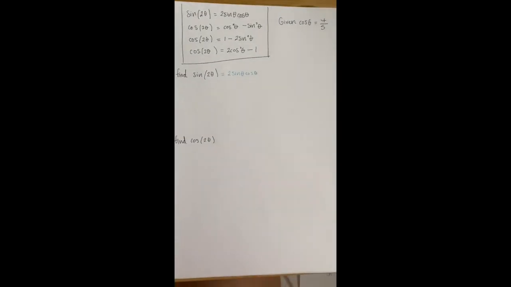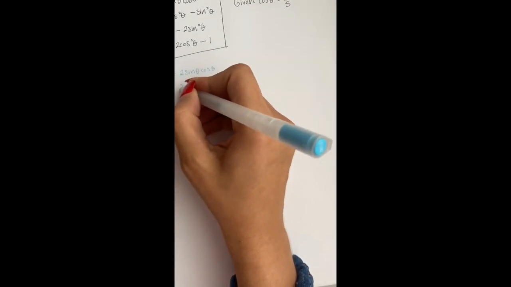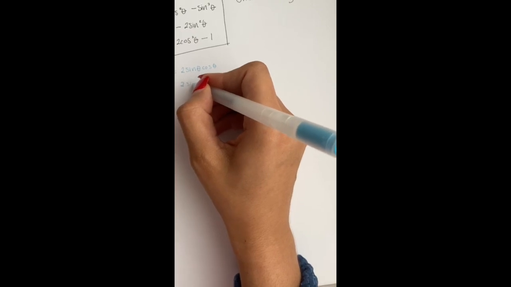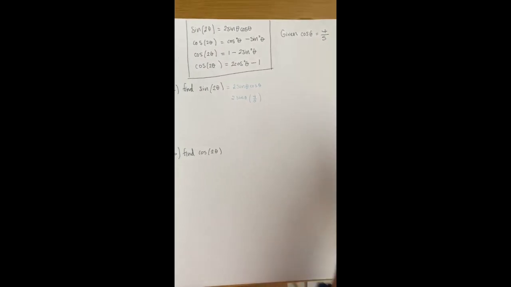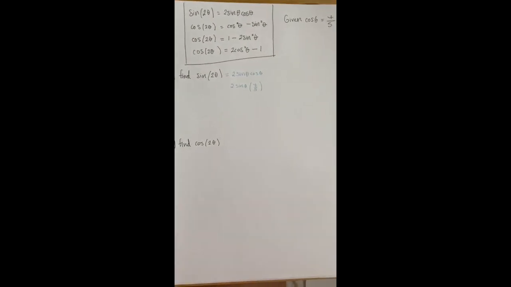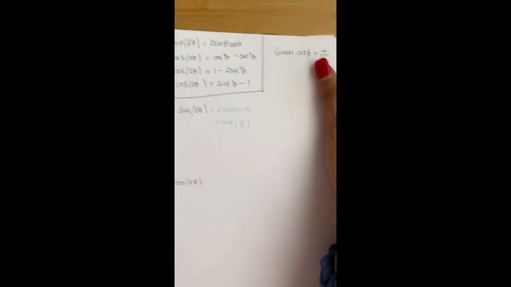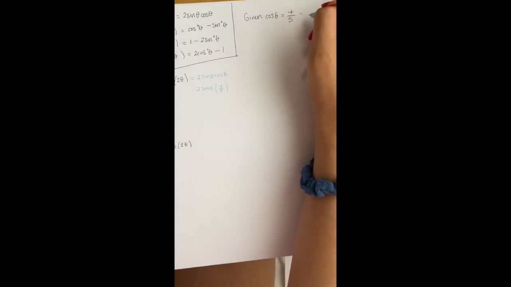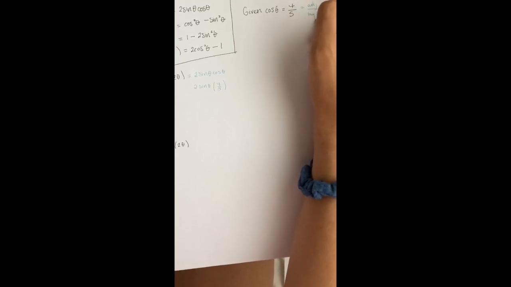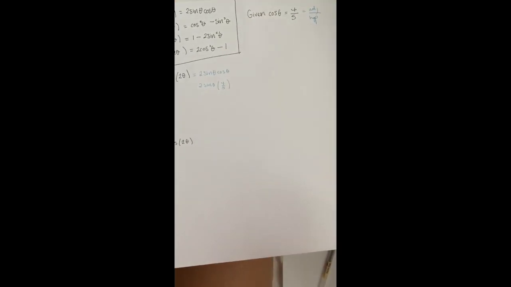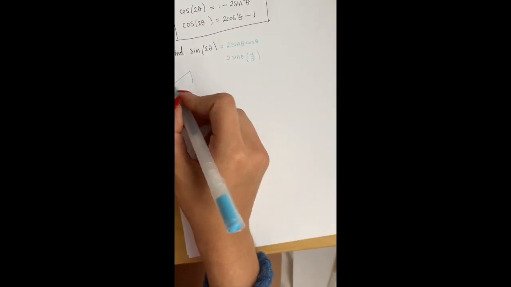We already have cosine theta. That's our given, that it's 4/5. So we know that it's 2 sine theta times 4/5. Now, how do we find sine theta? If cosine is 4/5, we know that cosine theta is adjacent over hypotenuse. So we can draw a triangle in order to figure out what sine theta would be.